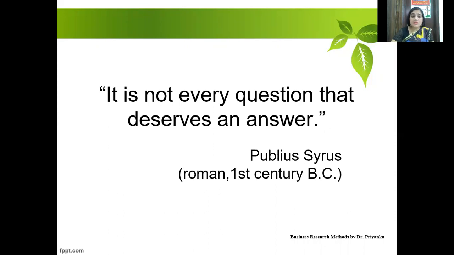It is not every question that deserves an answer. Yes, 100% true. So you must be very careful while designing questions in a questionnaire, because you might get zero responses to some questions in your questionnaire. And then the whole questionnaire is going to be unuseful for us.